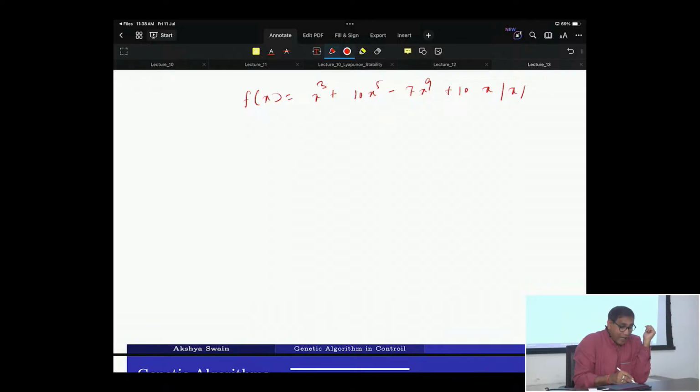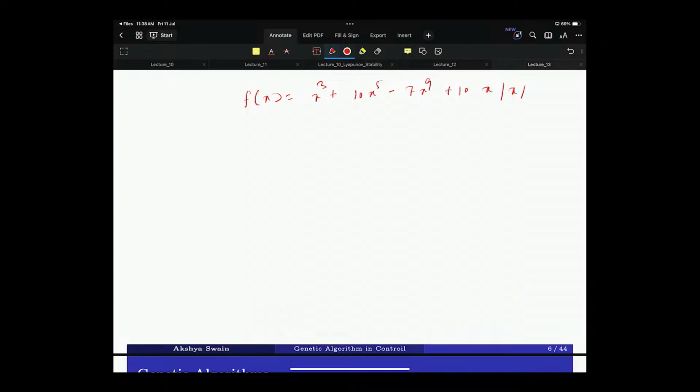So what I will do, I cannot use del f over del x, because that function involves the absolute value of x, so differentiation doesn't exist. So what I will do, I will search. I am not solving any gradient optimization. I will search. Let us take arbitrarily; randomly I will generate some values. X is equal to 1.2, 1.5, 2.4, 2.5.